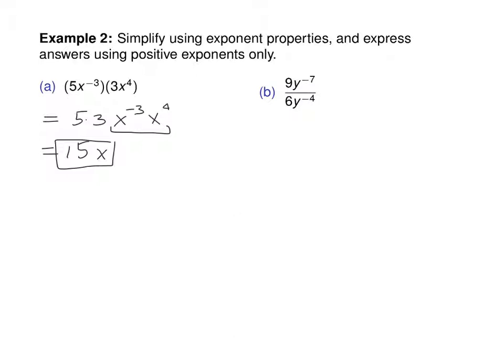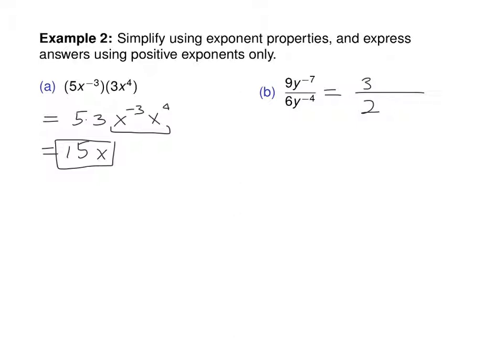Reduce 9 over 6. Okay, so let's do that first. That makes 3 over 2. Now, would you prefer to subtract, or would you prefer to move the y's? Let's move the y's. Okay, so the y to the 4th goes up, the y to the negative 7 goes down. Does that make sense?